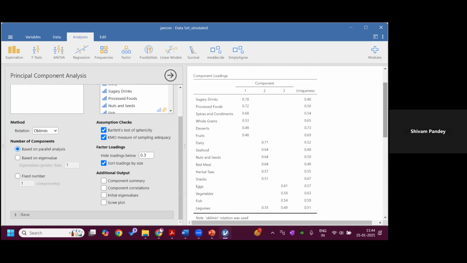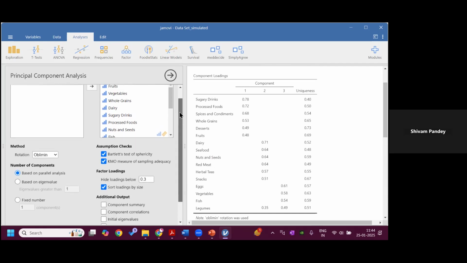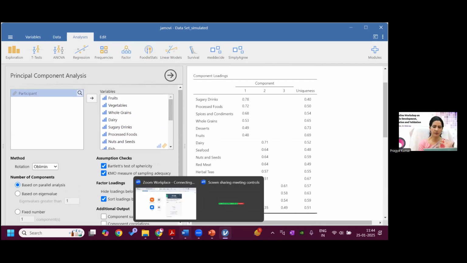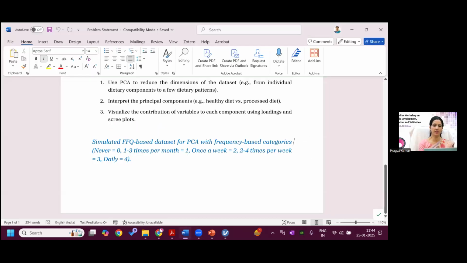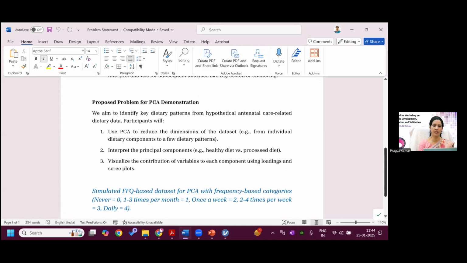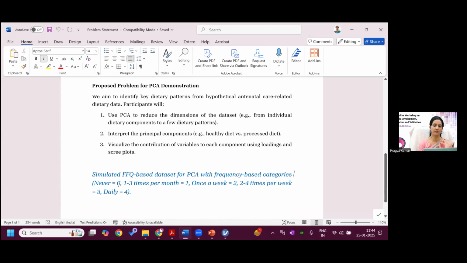In PCA also, do we need to reverse code the items, or is there something like reverse coding here also? Like for dietary data, is there something like reverse coding? I think it should not be there because here the items are generally asked like this. We don't ask negative questions here. We ask, do you take this item never, or 1 to 3 times, or once a week?